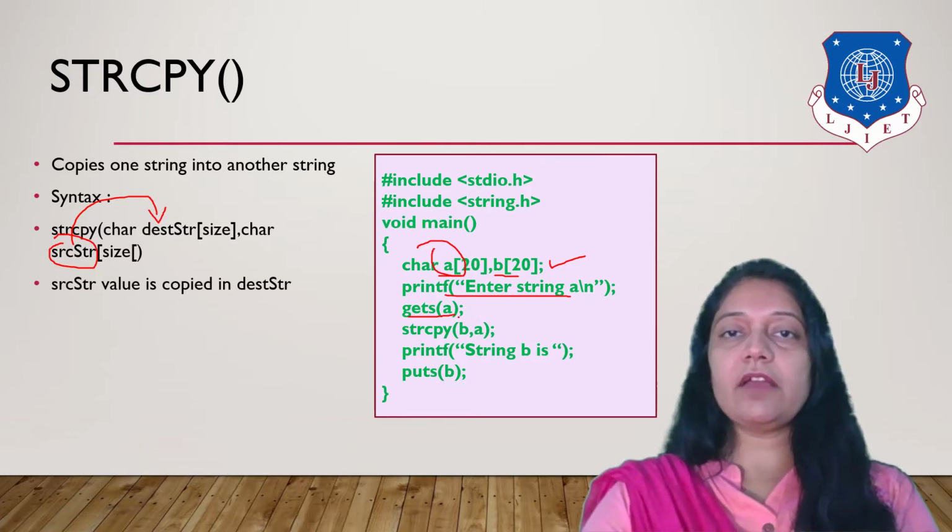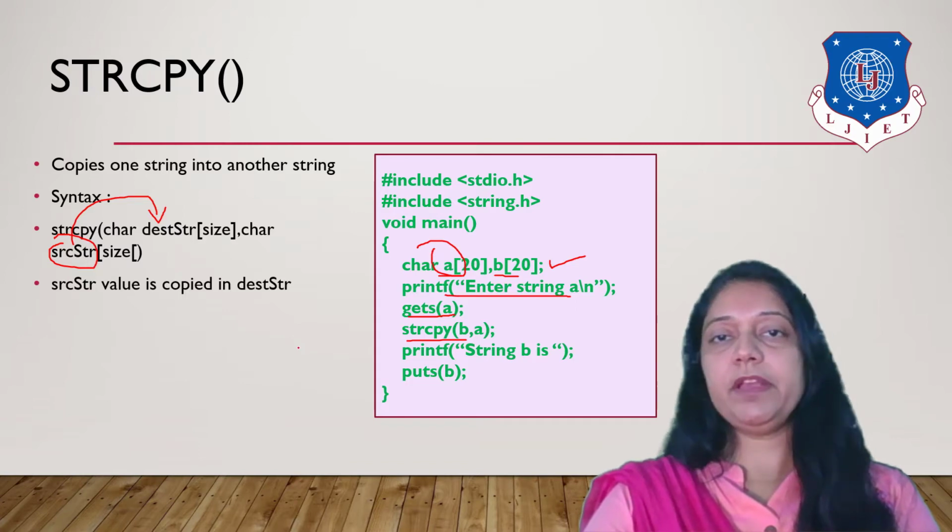Now I want to copy whatever value I have inputted in A into B. So for that use the string copy function, strcpy bracket B comma A. Why B comma A? Because in this case my source string is A and destination string is B. I don't have any value inside B right now. So when I use the string copy function, the value of A would be stored in B, because our syntax is first you need to mention the destination string and the second parameter should be your source string. So the data of A would be copied into B.